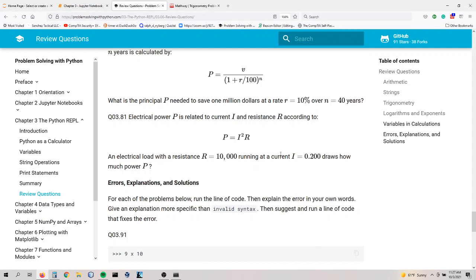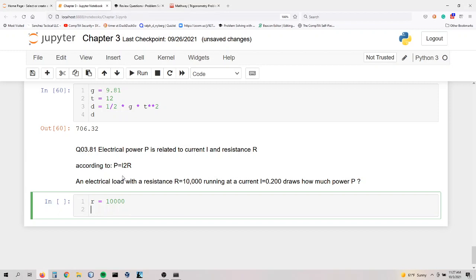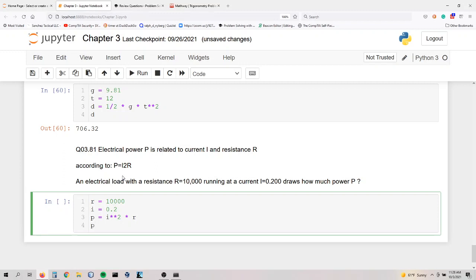So I is the current that flows, right? R is the resistance. Yeah, so I don't think we need to import anything for this one either, right? We just simply need to set an R. So our resistance is 10,000 ohms. Our current is going to draw 0.2. Oops, I should probably set that to equals to initialize my variable. And P is going to be equal to I squared times r. And then give us the power, right?